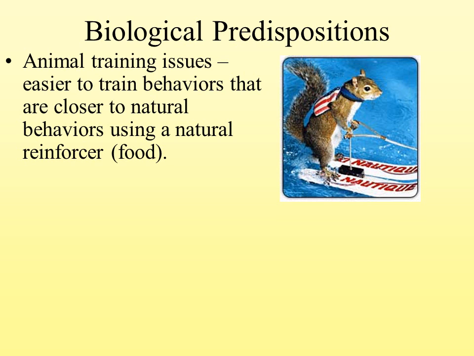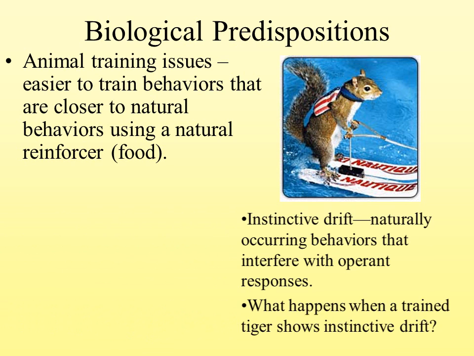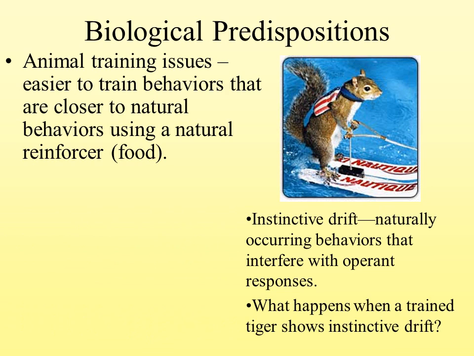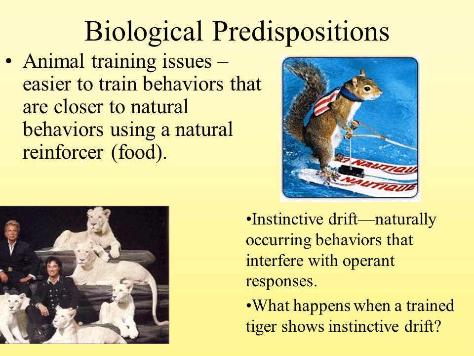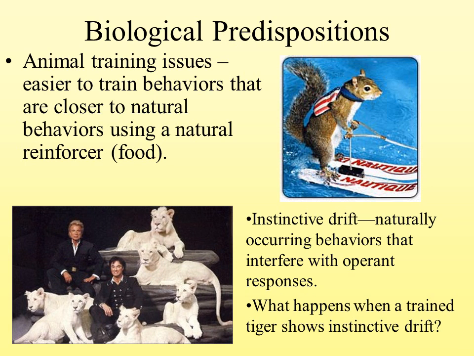There are some things that are easier to train people if it's a natural occurrence. Also, instinctive drift. Instinctive drift is that naturally occurring behaviors are always behind this. And so as you are trained to do something, you instinctively drift back to your natural behavior.